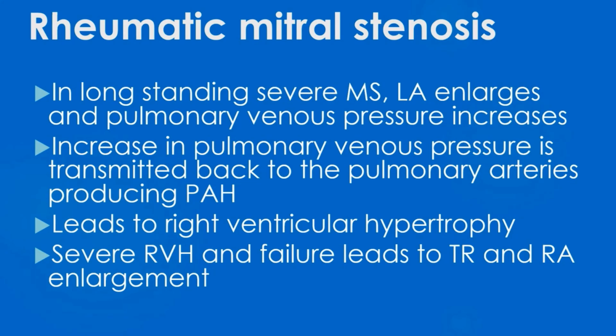In long-standing severe mitral stenosis, left atrium enlarges and pulmonary venous pressure increases. Increase in pulmonary venous pressure is transmitted back to the pulmonary arteries, producing pulmonary arterial hypertension. This in turn produces right ventricular hypertrophy. Severe right ventricular hypertrophy and failure leads to tricuspid regurgitation and right atrial enlargement.